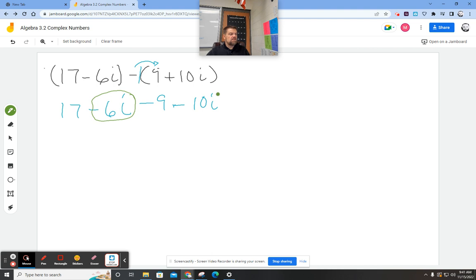This right here is an imaginary number. This right here is an imaginary number. We got this one over here that's a real number, and this one's a real number. We got numbers with i's and numbers without i's. So I'm going to say 17 minus 9, minus 6i minus 10i.